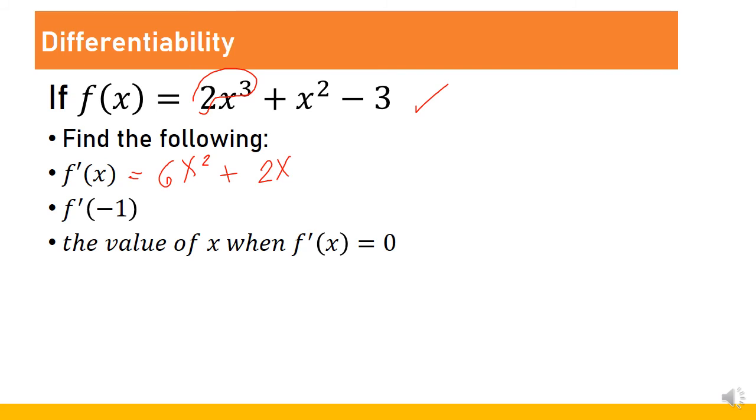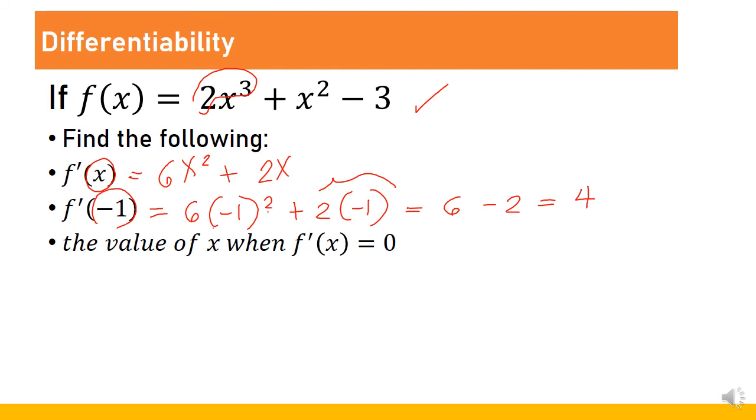Okay? So, kahit kunin natin yung f prime of negative 1, what do we mean by this? We are going to substitute to our x the value negative 1. So, what we have here is 6 times negative 1 squared plus 2 times negative 1. Okay? Take note that negative 1 squared is positive 1. So 6 times 1 is 6. This will be minus 2. Okay? So 6 minus 2 is 4, which means f prime of negative 1 equals 4.